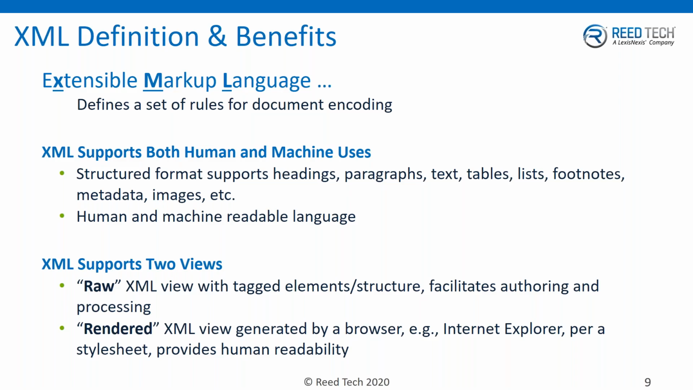The other noteworthy thing about XML is that there are two views of XML. And we'll be taking a look at that a little bit later. There's a raw XML view, some people refer to as the raw text. But that allows an author or a machine to go through and find information very quickly. It's tagged, and so processing and sorting and searching is greatly facilitated by tagging the values in a document.